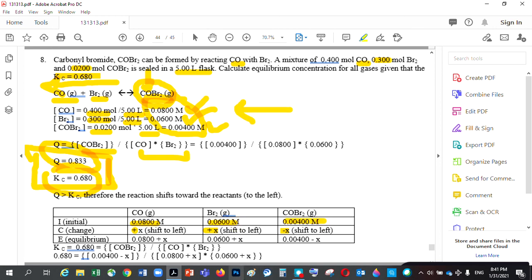Look at them. And then at the equilibrium, we have this. We apply the value Kc. Kc is the product over the reactants, as we had before. And we just plug in those numbers, correct? This is 0.004 minus X. And this is 0.08 for carbon monoxide, 0.06 plus X for the bromine gas.